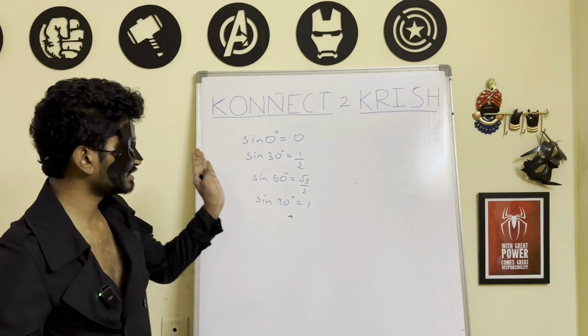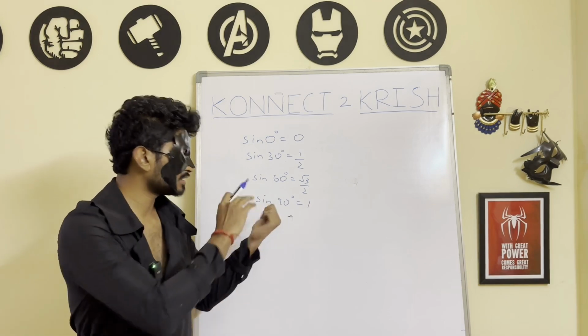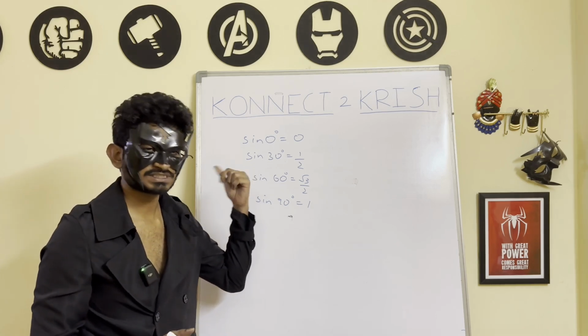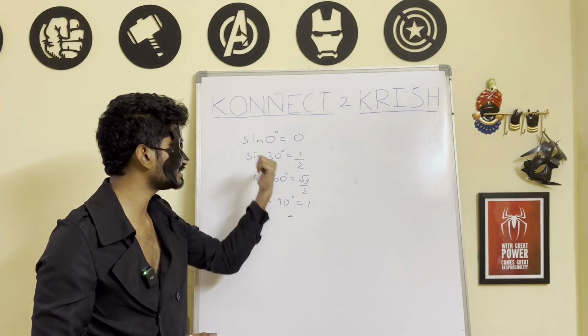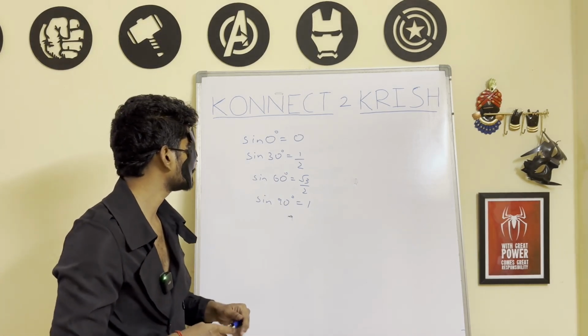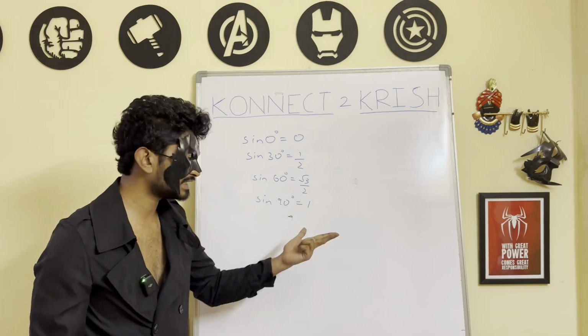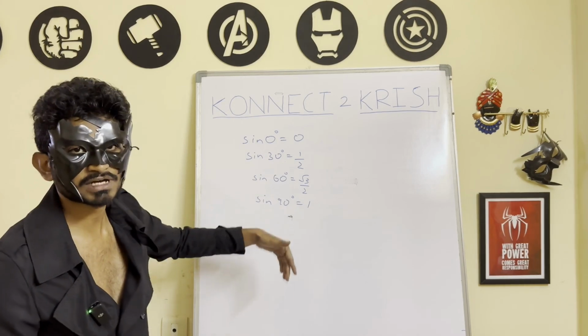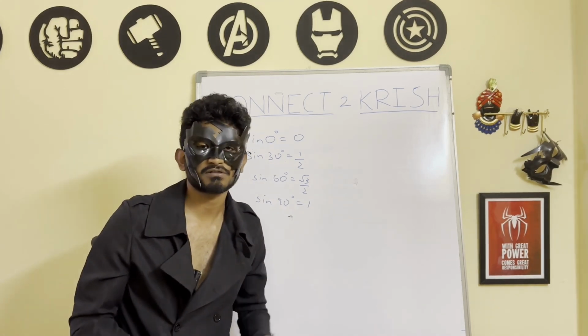Similarly you need to learn, I am not writing all these formulas, but you need to learn the same values for 0 degrees, 30 degrees, 60 degrees, 90 degrees for cos, tan, cot, secant, cosecant. For all those you need to learn these 4 values, as it will be helpful in solving questions.